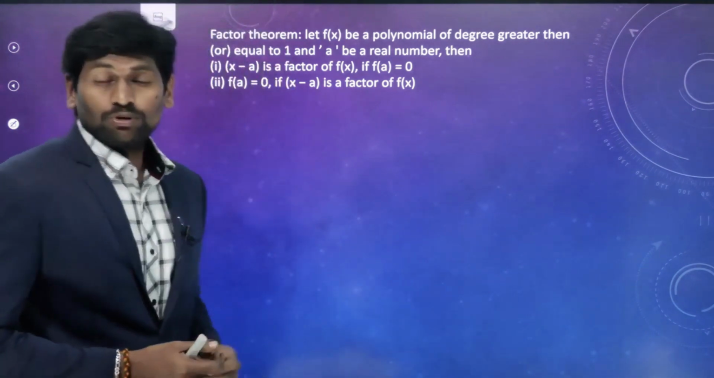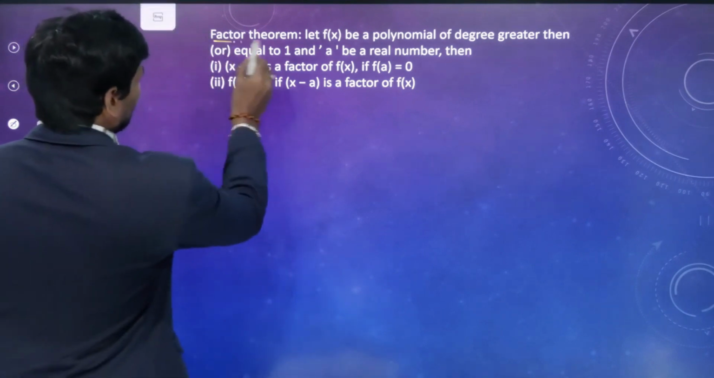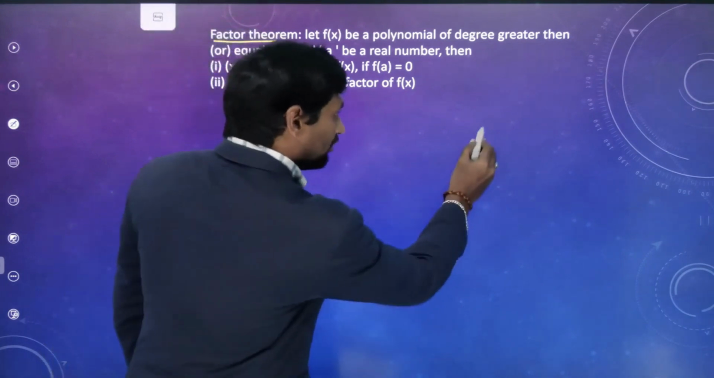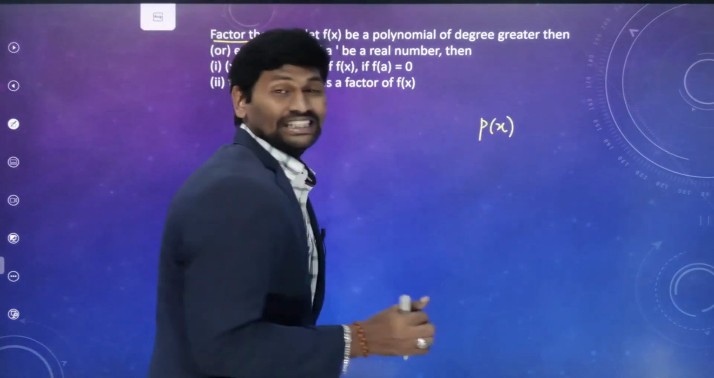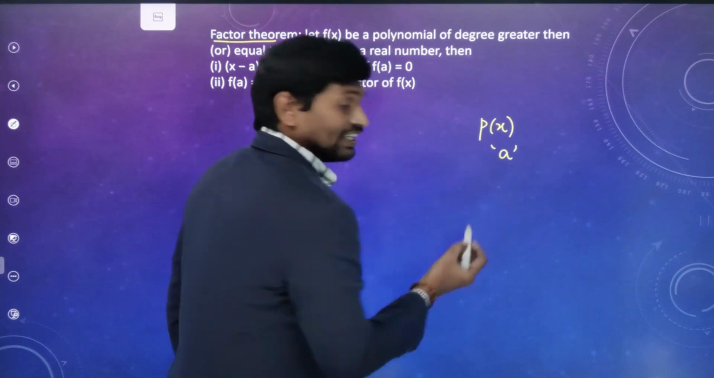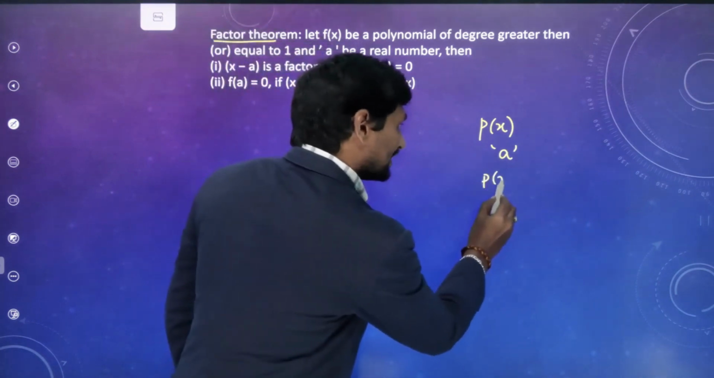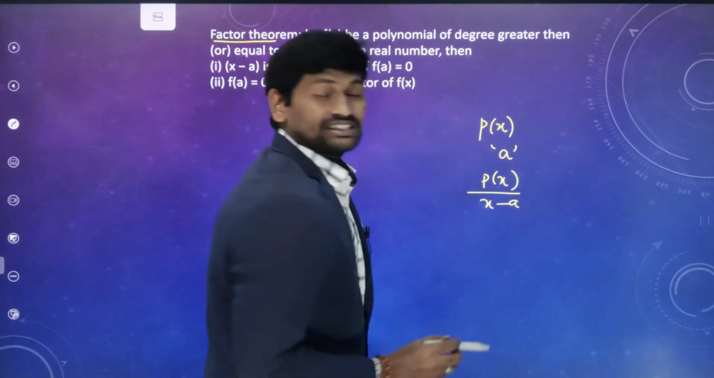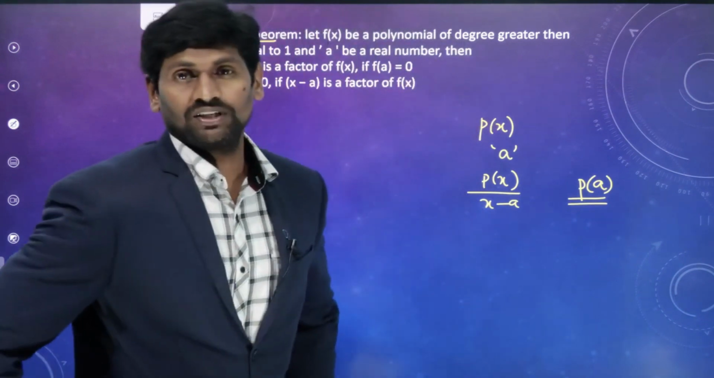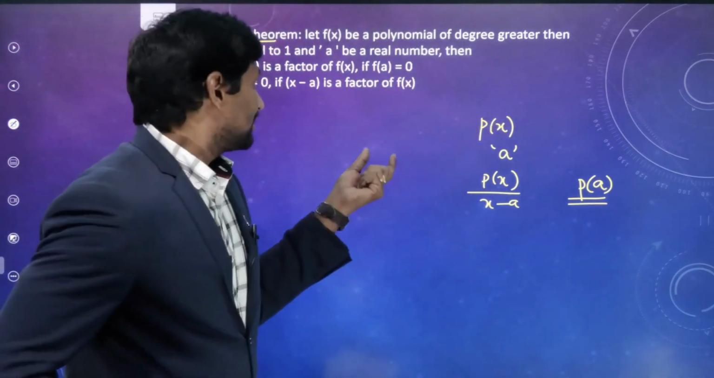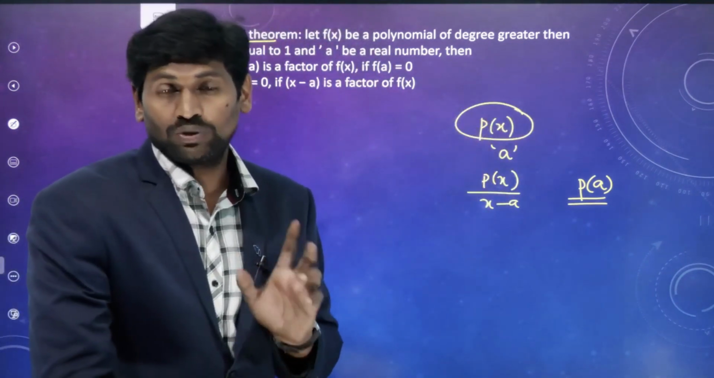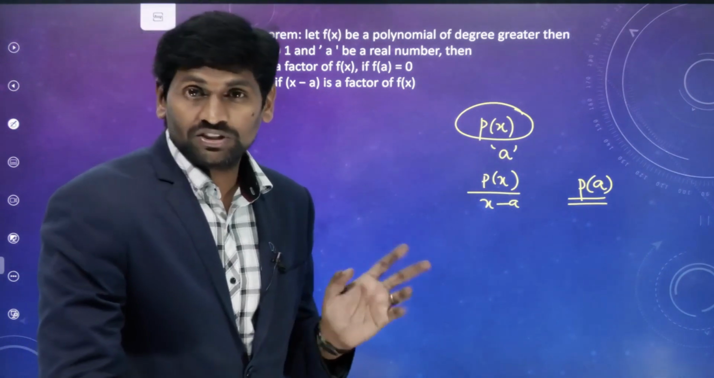Today we are going to discuss the factor theorem. Previously we discussed the remainder theorem. What is the remainder theorem? If p of x is a polynomial whose degree is greater than or equal to 1, and a is any real number, and p of x is divided by x minus a, then the remainder is p of a. That means any polynomial you take must have degree greater than or equal to 1.